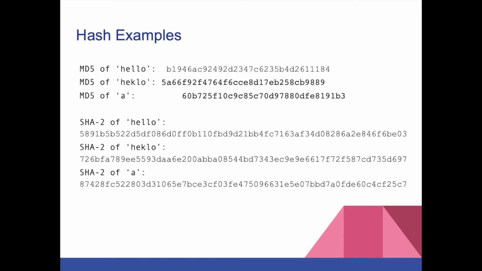The same is true for other hashing algorithms such as SHA-256. You can see in these examples that MD5 always produces the same length of output, and SHA-256 also always produces the same length of output, regardless of the size of the input.